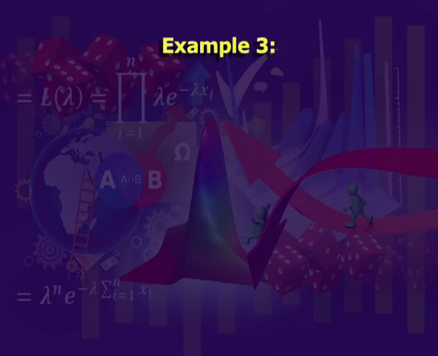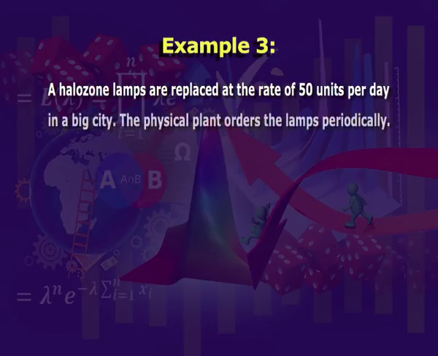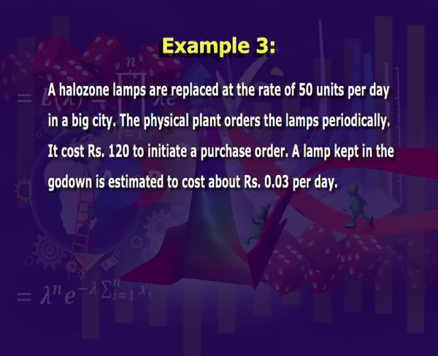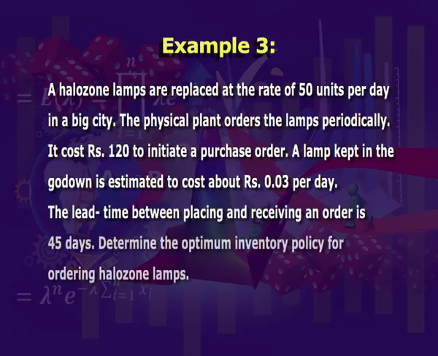Let us see an example, example 3. Halogen lamps are replaced at the rate of 50 units per day in a big city. The physical plant orders the lamps periodically. It costs rupees 120 to initiate a purchase order. A lamp kept in the godown is estimated to cost about rupees 0.03 per day. The lead time between placing and receiving an order is 45 days. Determine the optimum inventory policy for ordering halogen lamps.